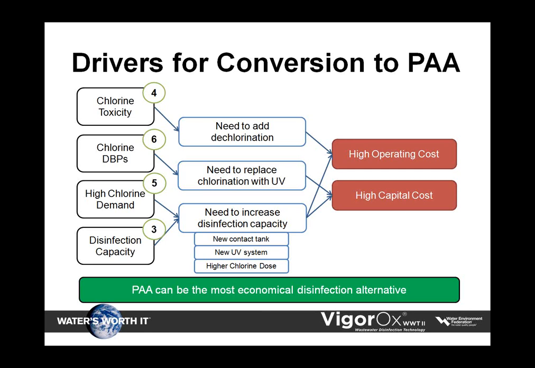In the second category, plants with disinfection by-product permits needed to replace chlorination, or wanted to avoid capital spending. In the third category, plants running with very high chlorine doses wanted to reduce chemical cost. And in the last category, plants with new disinfection permits needed to increase contact time, or chlorine dose, or UV capacity, or wanted to minimize cost. In all these cases, PAA had the potential to reduce operating costs or avoid capital costs. So let me provide more detail on each of these cases.